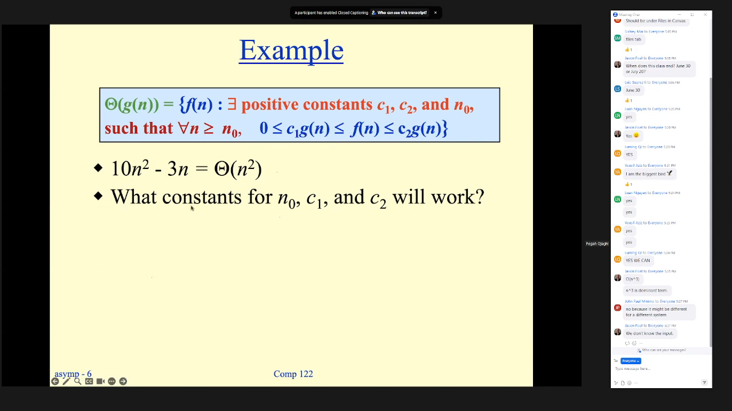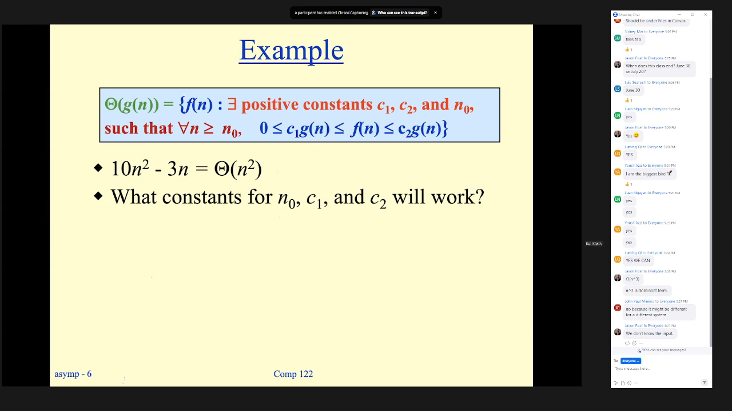So, what constants for n naught, C1 and C2 will work? It means if I have this function, what are going to be the numbers? Can anybody find those numbers for me? Any idea how you find the C1, C2, and n naught?